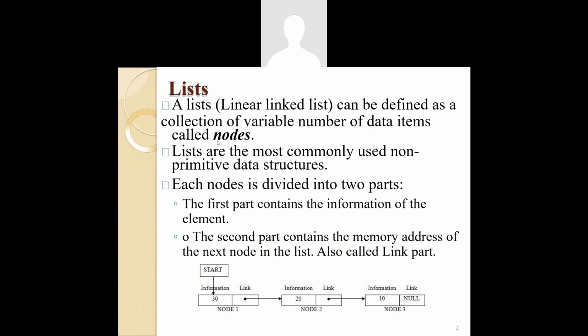The list is one of the most commonly used non-primitive data structures. Each node is divided into two parts. Observe, this is node number 1, and the node is divided into two parts. What is the first part? The first part contains the information of the element. What was actually entered? I am inserting 30 into that node. That 30 is my information.